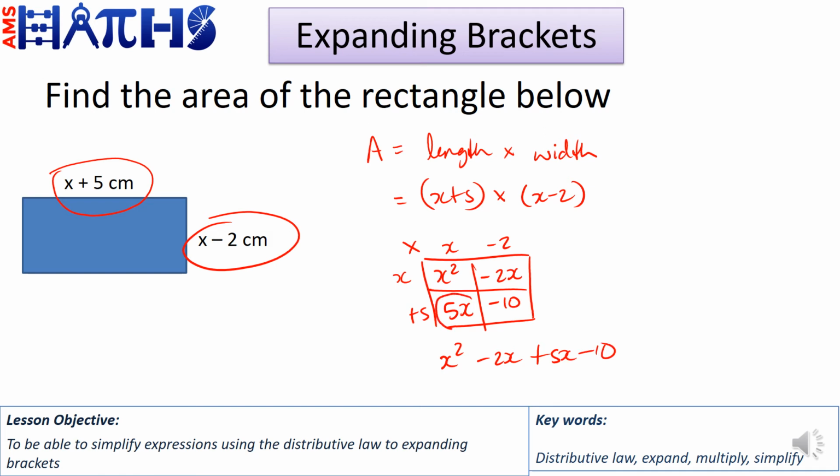We have terms in x, that's 5x minus 2x. So when combined, we get a positive 3x. So then our final answer for the area of the rectangle is x squared plus 3x minus 10.